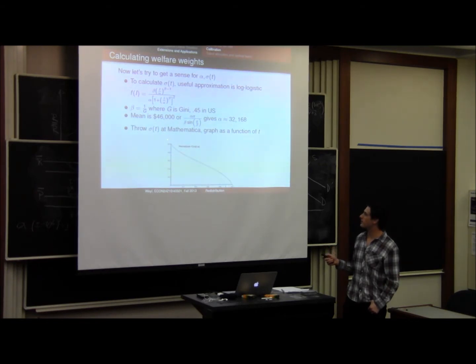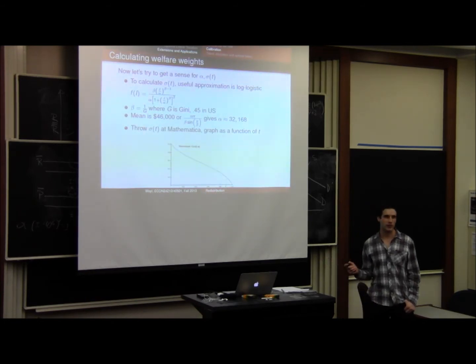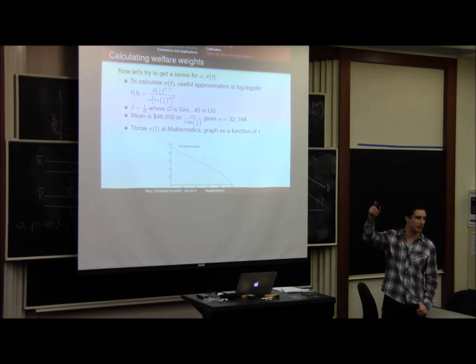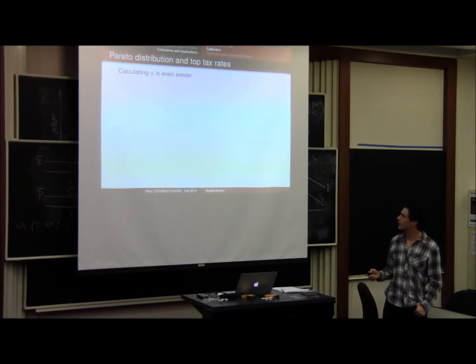And if you throw this into Mathematica, this gives us sigma as a function of t being about this. So then what we can do is we can throw this into our equation where t is equal to sigma of t over epsilon. And for different values of epsilon, we can find the intersection between that and the 45-degree line to find the optimal tax rate. And you get that if elasticity is 0.1, the optimal tax is about 65%. If it's 0.3, it's about 50%, and so on. Okay.